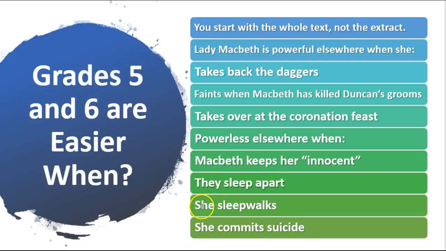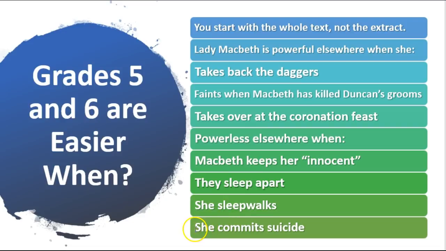The fact that she sleepwalks shows us how she's losing the power of her own mind. And then finally we've got this loss of power where she can no longer control her reactions to her own guilt and apparently commits suicide. So my prediction here is that you would have been able to pick at least these three things yourself right at the beginning of the essay, and you could have just gone straight in and started writing about how she's sometimes powerful but then loses this power.